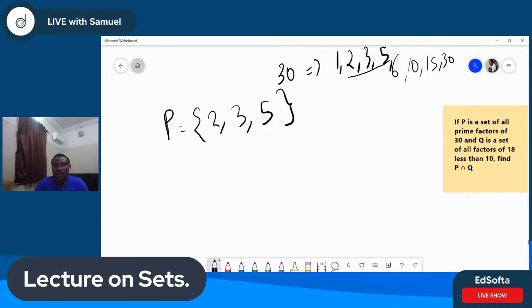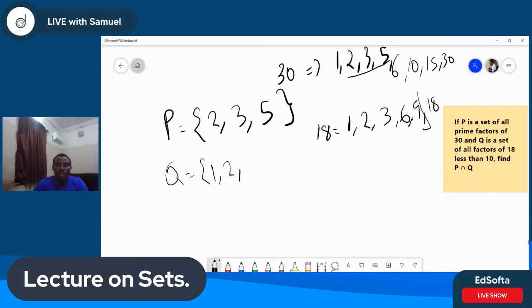Then for 18, they said we should find all the factors: 1, 2, 3, 6, 9, and 18. So Q is all the factors less than 10, so 18 is out. So Q is going to be 1, 2, 3, 6, and 9.